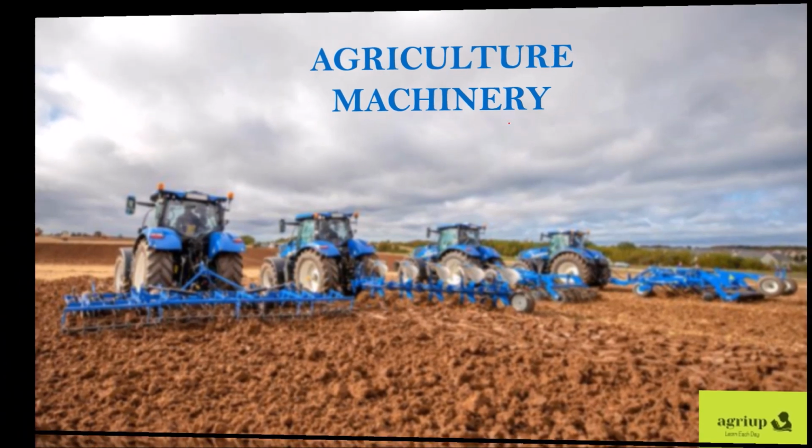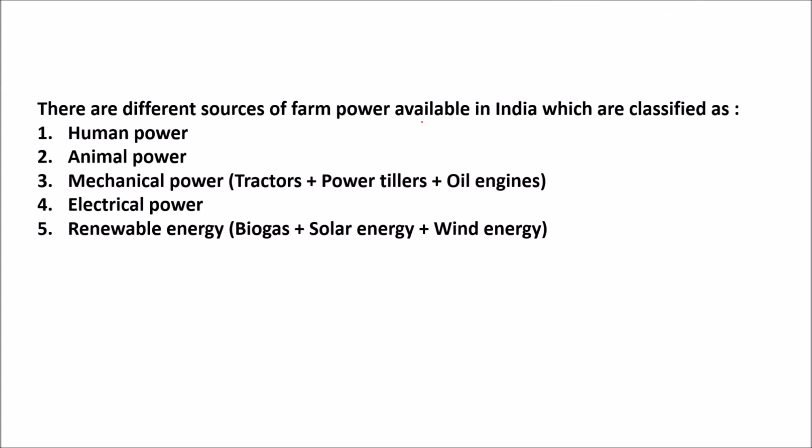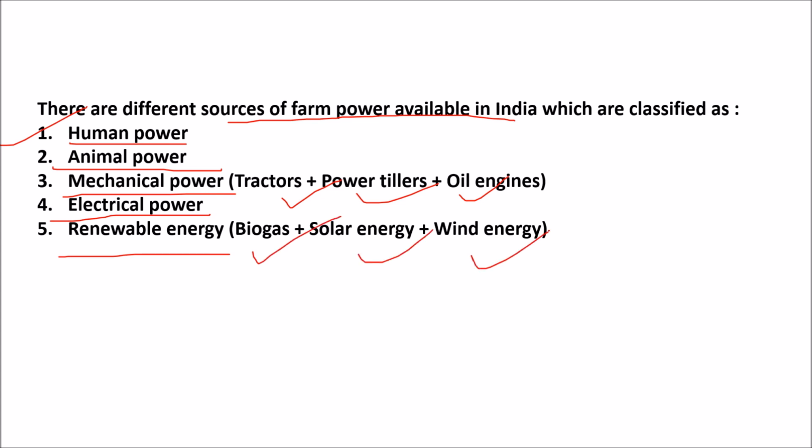So first of all, we need to know what the different sources of farm power available in the field are. This is mainly categorized into five major categories. One being human power, then we have animal power, then we have mechanical power, which includes tractors, tillers, and oil engines. Then we have electrical power, and following that we have renewable sources of energy, which includes biogas, solar energy, and wind energy, for example.